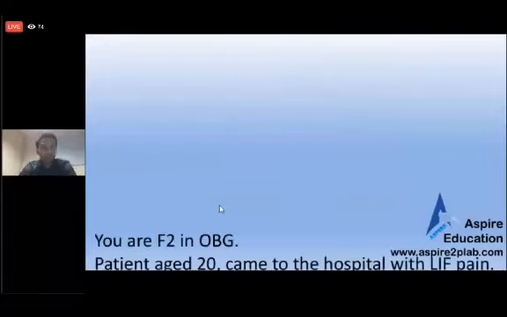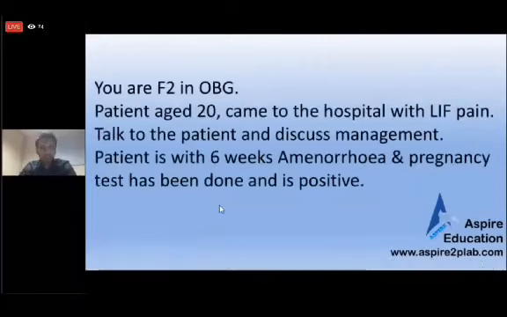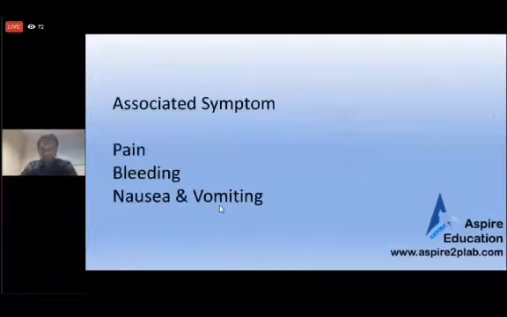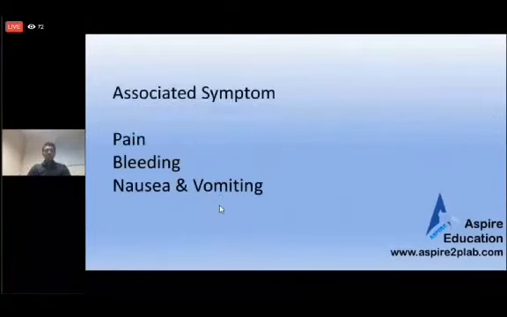So you are ready to in OBG, patient age 20 came to the hospital with left iliac fossa pain. Talk to the patient and discuss management. Patient is with 6 weeks amenorrhea and pregnancy test has been done and is positive. So pregnancy test is positive, 6 weeks amenorrhea, patient with left iliac fossa pain. So what will strike in your mind? So it is nothing but ectopic pregnancy.